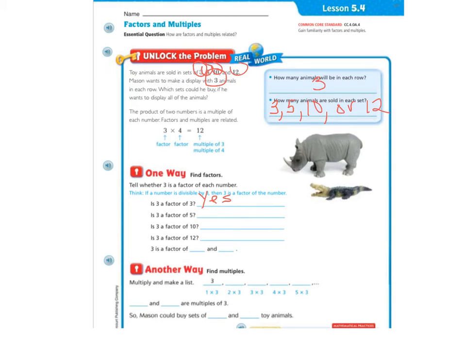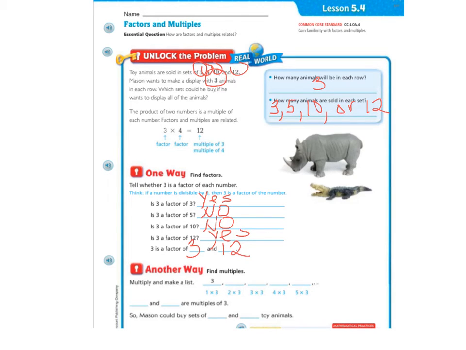Is 3 a factor of 5? Well, no, 5 is not divisible by 3, so no. Is 3 a factor of 10? No, 10 is not divisible by 3, which means it cannot evenly go into it. And then is 3 a factor of 12? Well, yeah, because we found that 3 times 4 gives us 12, so this is yes. So 3 is a factor of 3 and 12.